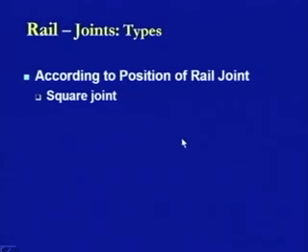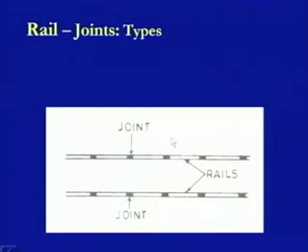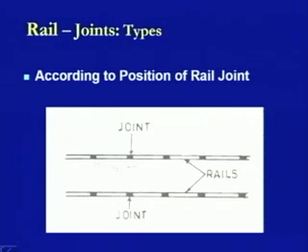Then another classification is on the basis of the position of the rail joint. In this case, the first type of joint is the square joint. Square joints are mostly used on straight portions, and this is one of the most common types of joint which is provided on the railway tracks or the permanent way. What we see is that this is a square joint where these are the rail sections being provided, on this side as well as on this side, and the joint is provided at this location.